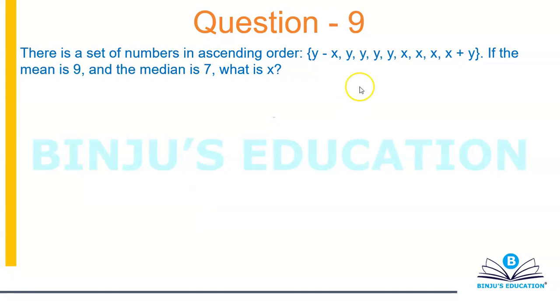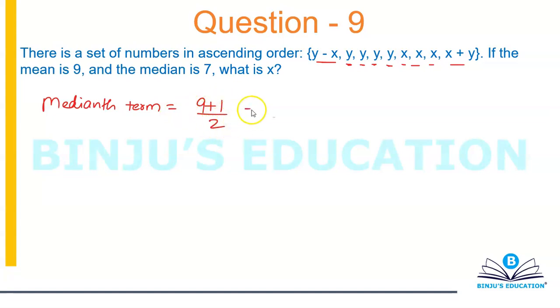Okay, so let's see how many numbers we have. 1, 2, 3, 4, 5, 6, 7, 8, 9. I have 9 numbers, so my median term will be (9 plus 1) divided by 2, which is the 5th term. So which is the 5th term in the ascending order? 1, 2, 3, 4, 5. This is the 5th term.